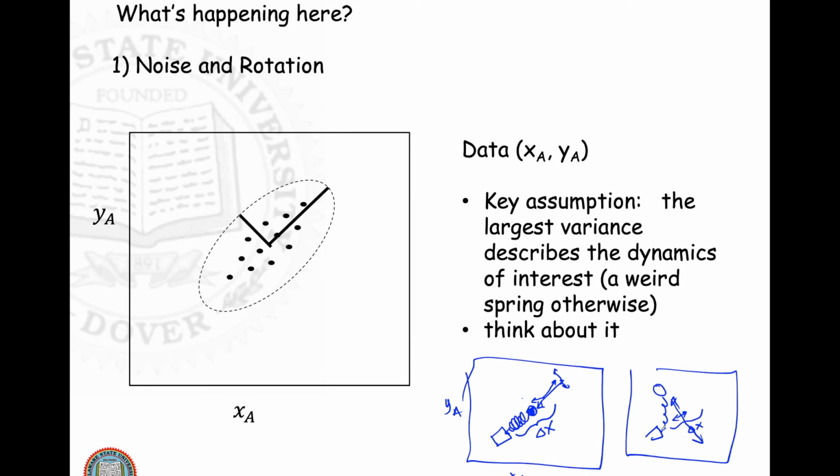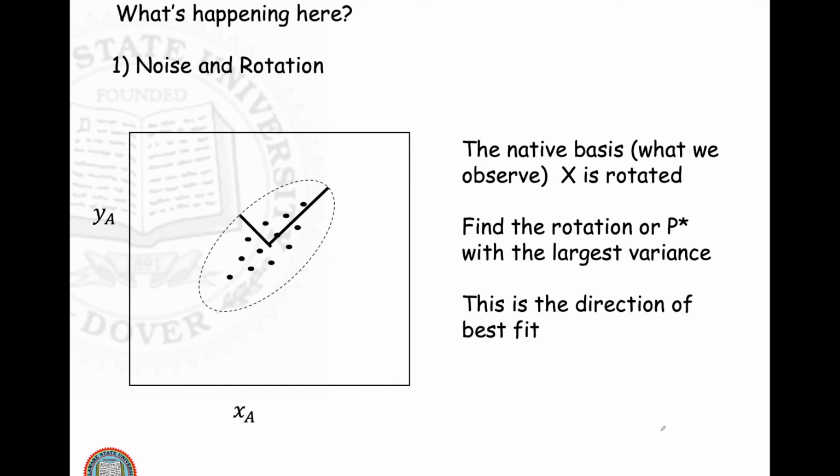So this is our key assumption, that the direction of variance that is largest is going to be the dynamics of interest, because we never have a spring that behaves this way. That would be just plain weird. Okay. So the native basis of what we observe, that's our x, would be represented by this coordinate frame, XA and YA, corresponding to the measurement instrument. And so the idea, when we're finding this P, is we want to find the rotation such that we can align with the largest variance.